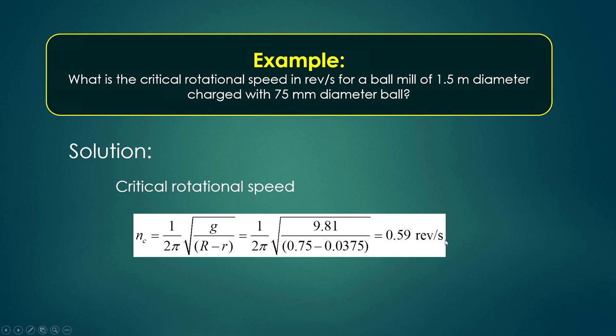Let us have an example. What is the critical rotational speed in revolutions per second for a ball mill of 1.5 meter diameter charged with 75 millimeter diameter balls? Here, critical rotational speed can be calculated as Nc equal to 1 by 2 pi root over g by (R minus r). After substitution of values, g as 9.81, capital R as 0.75 and small r as 0.07375, after simplification you will get 0.59 revolution per second.